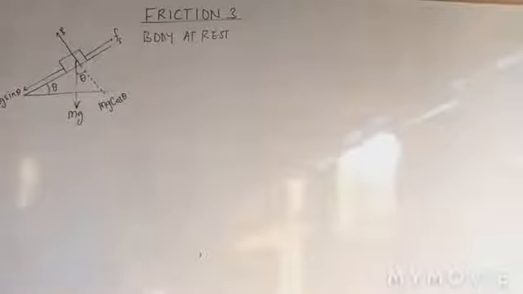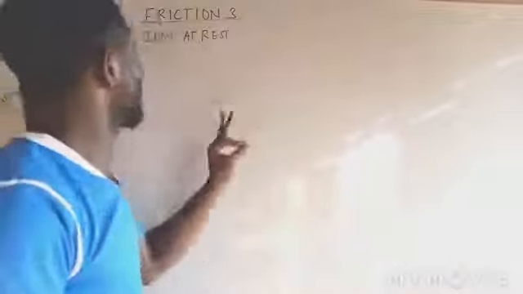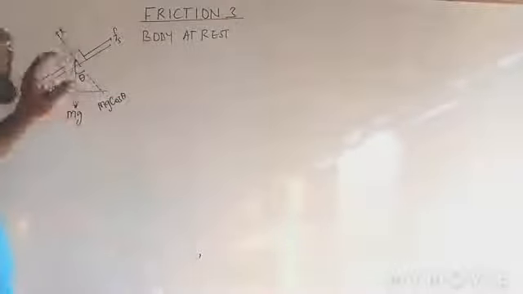So this is the third video on friction, and I call this one friction 3. We want to deal with a body on an inclined plane. Let's assume first and foremost that this body is at rest. For a body at rest, what happens here? That is the first thing we want to do.